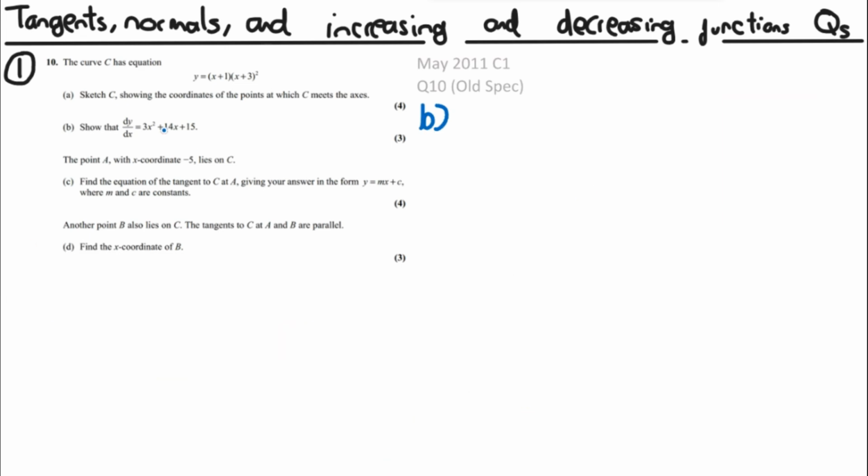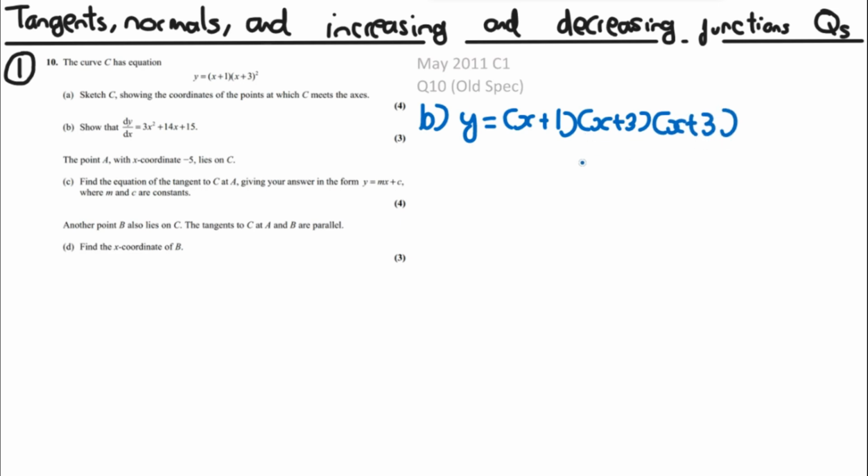So for part B, we're going to need to expand this whole thing here. So it's y is equal to x plus 1, x plus 3, and the square here means there's another x plus 3 bracket, like that.